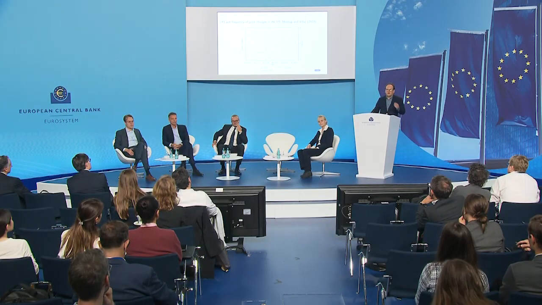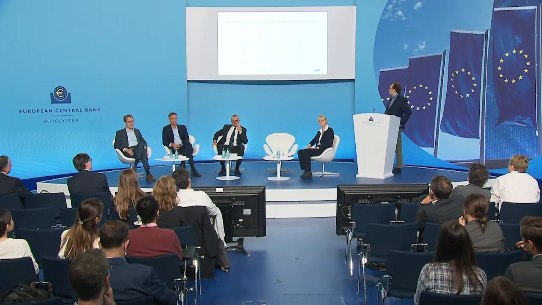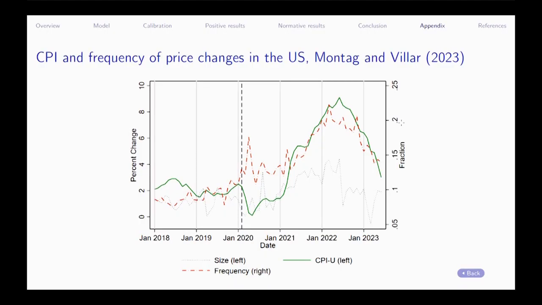Documenting that the recent inflation surge featured an increase in the frequency of price changes, and this you can see as the red dashed line here for the US, showing an increase from a frequency of around 10% per month to around 20% per month. That's on the right-hand side scale, just as inflation rose from around 2% to closer to 10% in the US, also documented by Montag and Villar.